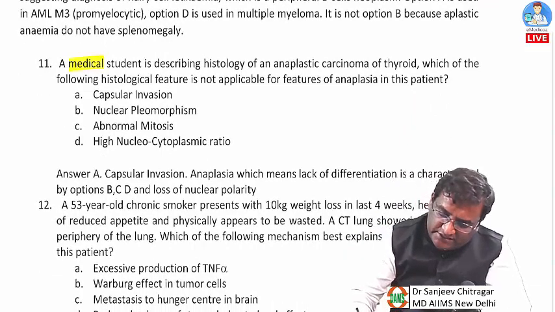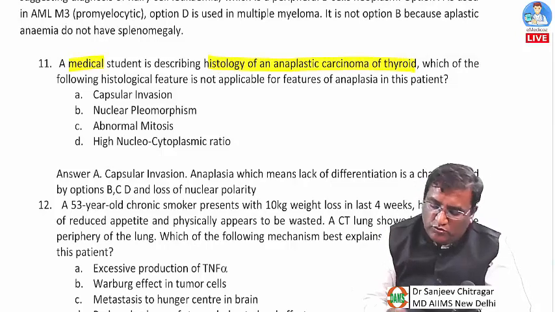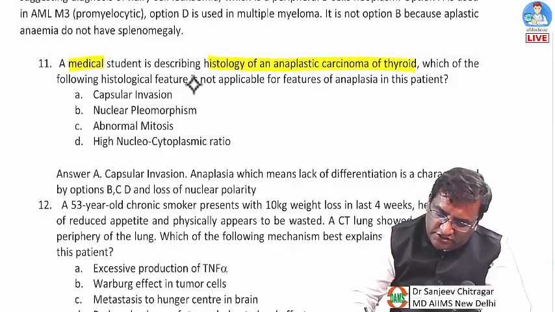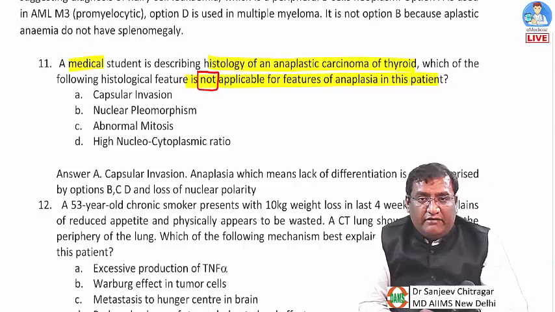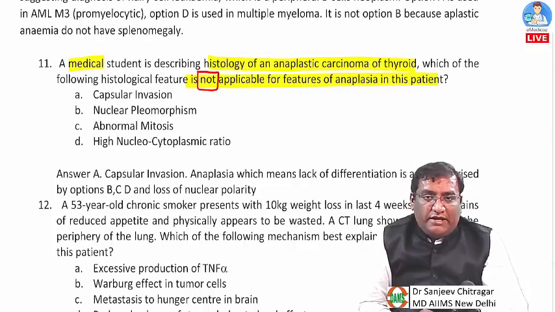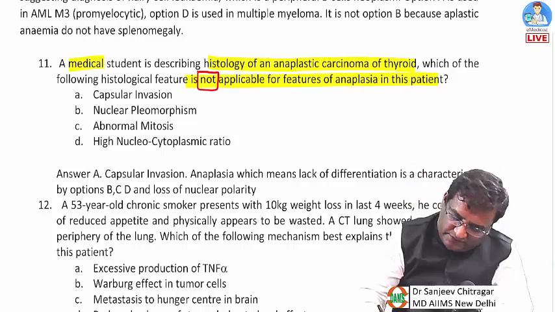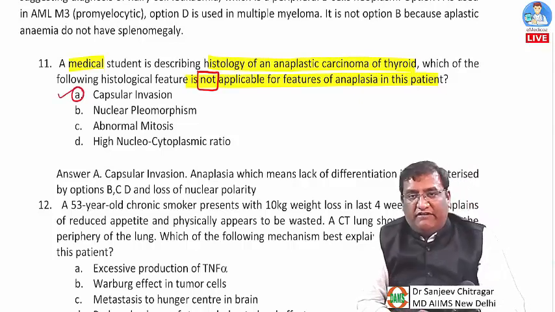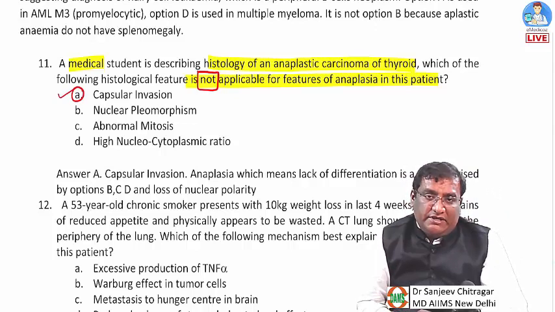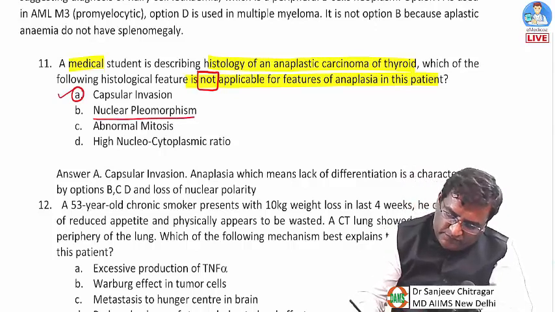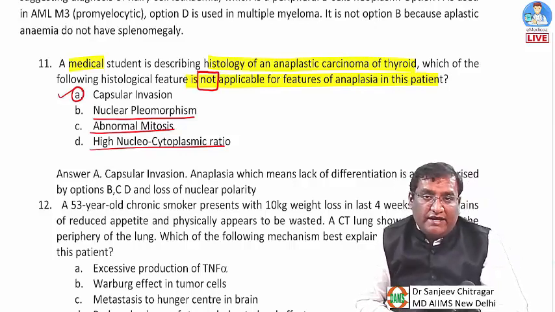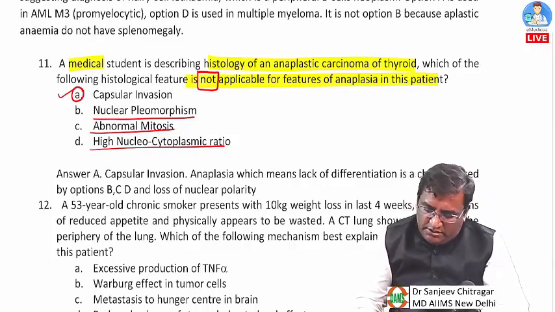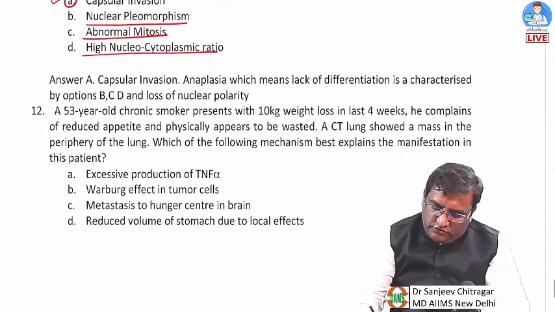Next question, let us look, only a one-liner, so I can go straight away. A medical student is describing the histology of anaplastic carcinoma of the thyroid. Which of the following histological features is not applicable for the features of anaplasia? Capsular invasion, nuclear pleomorphism, abnormal mitosis, high nucleocytoplasmic ratio. The answer is capsular invasion. Invasion has nothing to do with anaplasia. Nuclear pleomorphism, abnormal mitosis, and high nucleocytoplasmic ratio are features of anaplasia. Right? Yes.